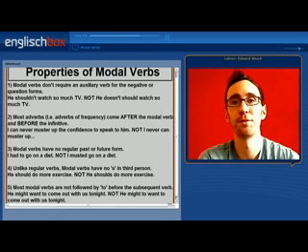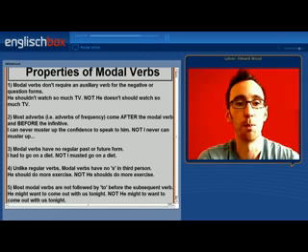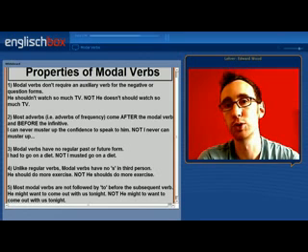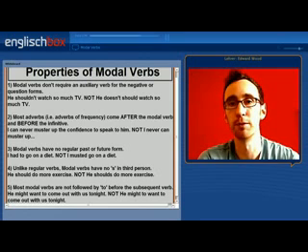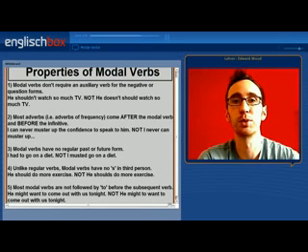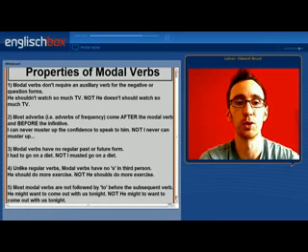Point number five. Modal verbs, or most modal verbs, are not followed by to before the subsequent verb, with the exception of ought to. So you would say, he might want to come out with us tonight, and you wouldn't say, he might to want to come out with us tonight.